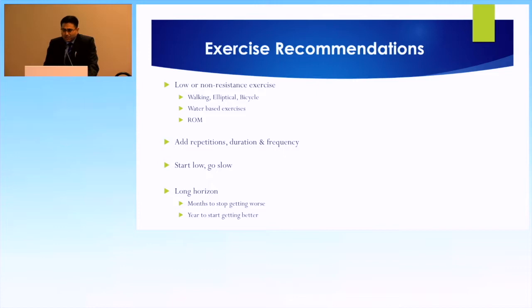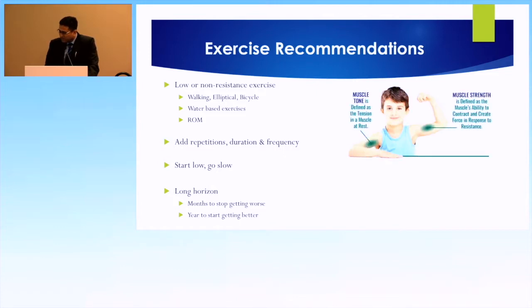To understand the exercise recommendations, I want to show you the difference between muscle tone and muscle strength. Strength, when we develop big biceps, is usually the muscle's ability to contract and create force in response to resistance. However, tone is the resting state tension of the muscle. So every patient who has pathological joint hypermobility should focus more on developing muscle tone. Because if the resting tone of the muscles is better, they would have fewer chances of getting subluxations or dislocations, which may also make them more prone to arthritis.